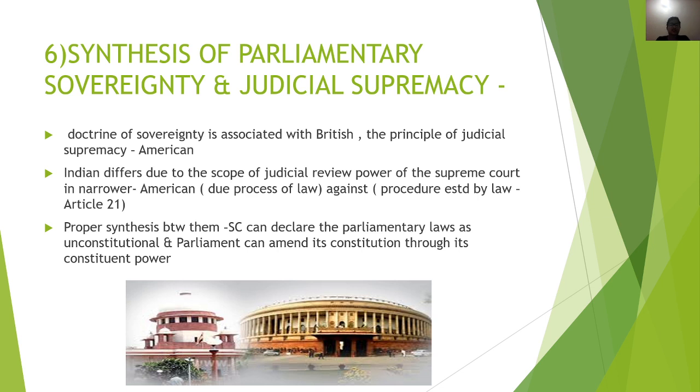Next, we can come on to the synthesis of parliamentary sovereignty and judicial supremacy. So basically, the doctrine of sovereignty is associated with Britain, and the other principle, the principle of judicial supremacy, is associated with America. Why India differs over here is because of the scope of judicial review, the power of the Supreme Court, which is much narrower here as compared to America. In America, they use the term due process of law, and in India we have procedure established by law under Article 21. So there is a proper synthesis and balance between them.